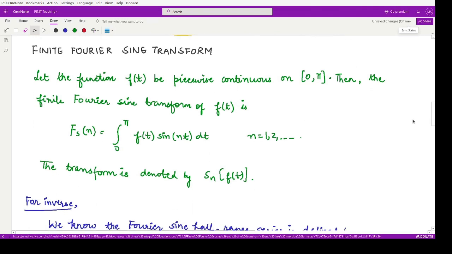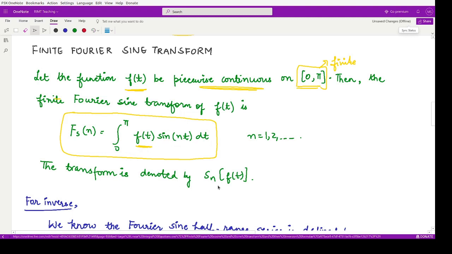Next is the finite Fourier sine transform. That is calculated in a similar way. The condition on f of t is that it should be piecewise continuous on the interval 0 to pi, and the finite Fourier sine transform of the function f of t is given by this particular integral, that means integration from 0 to pi, because our interval here is finite. It is the given function multiplied by sin nt dt.